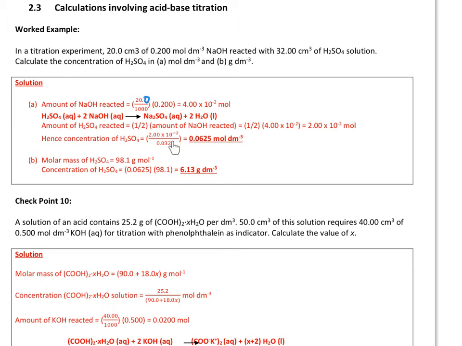I divide it by the volume. The volume is how much? 32 cubic cm, so divided by 32 over 1000, which is 0.032. So you get a concentration. And let's take a look at part B. For B, I want to find out the concentration in gram per dm cube.